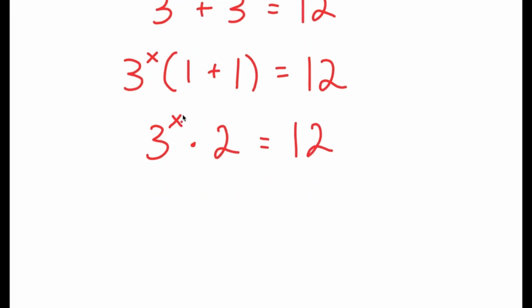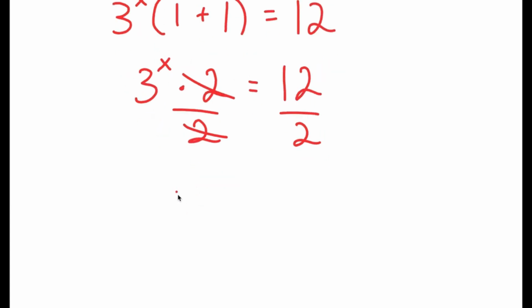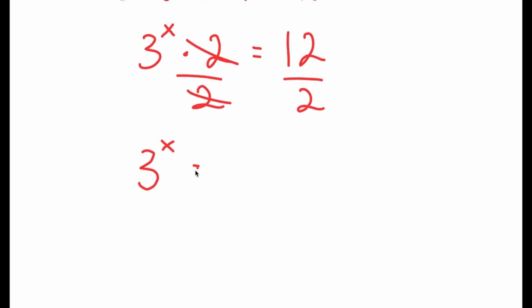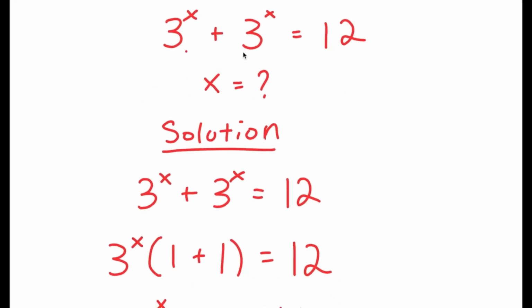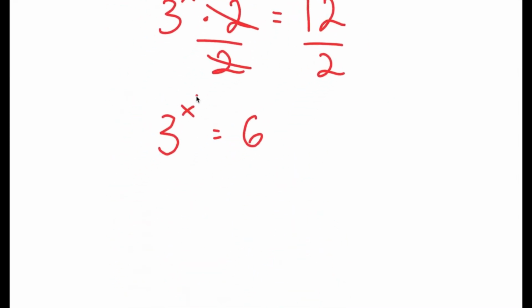So from here, we want to isolate x. And to do that, we have to get rid of this times 2 by dividing both sides by 2. So now these two cancel out, and I'm left with 3 to the power of x is equal to 12 divided by 2, which is 6. So now I have basically another equation from this much larger equation. So this is much more simplified. I have 3 to the power of x is equal to 6.